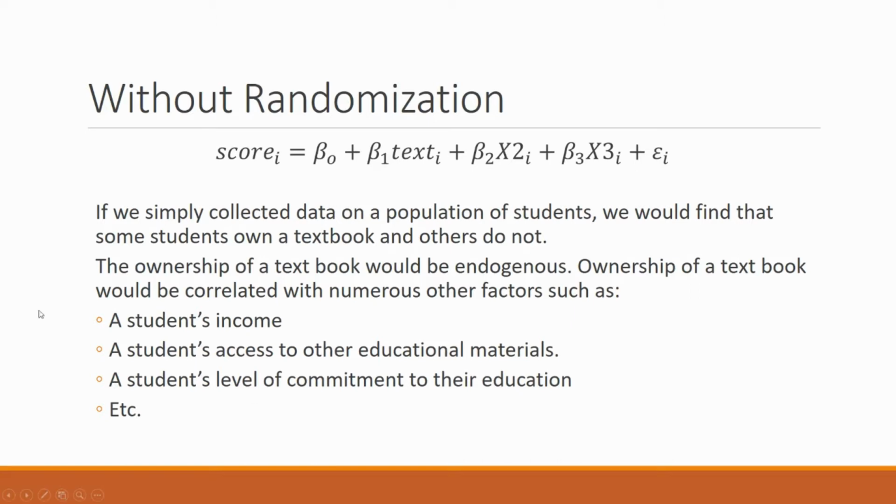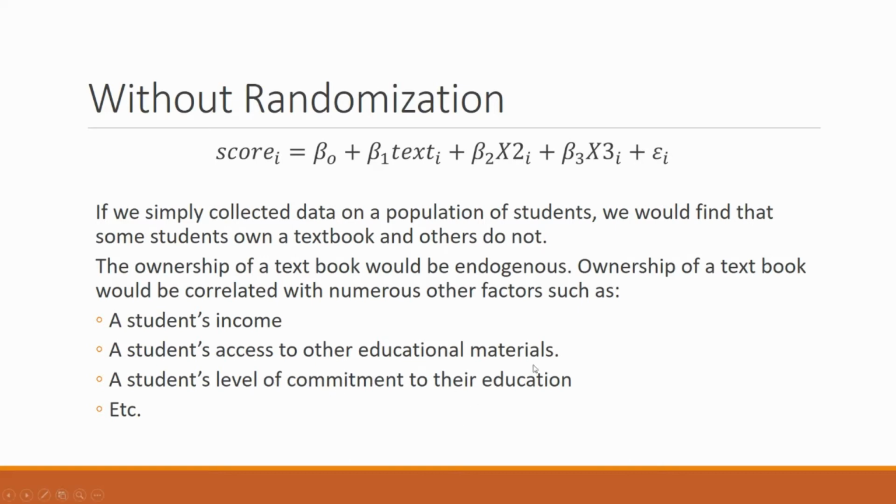But now I just said that student's level of commitment is correlated with ownership of a textbook. That means it could cause omitted variable bias. Remember, omitted variable bias is when we omit a variable, and that variable is correlated with our independent variable of interest and correlated with the outcome variable, or the dependent variable. So now the question is, if we have omitted the student's commitment to their education from the regression, will that cause omitted variable bias?